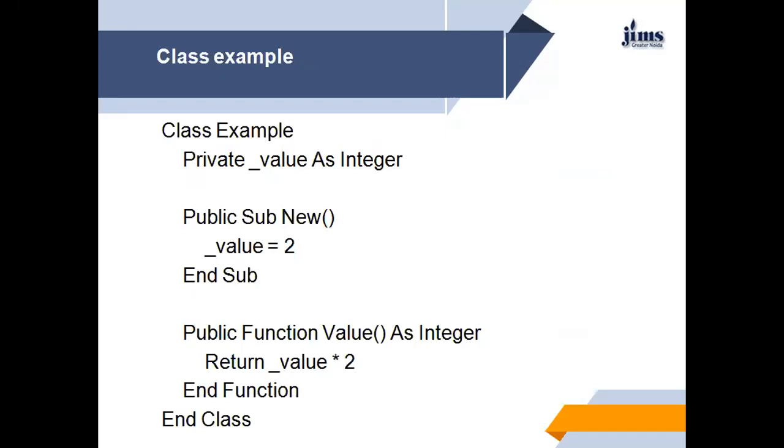Now we are taking a function which is a public function value as integer. This value function is of integer type, and what it is doing is returning underscore value multiplied by 2. So if the underscore value is constructed as 2, we are multiplying 2 by 2, so it will be 4. It means it will return the value 4.